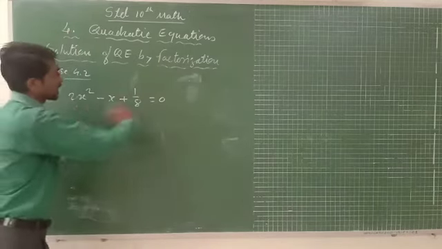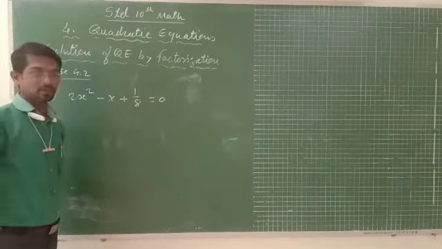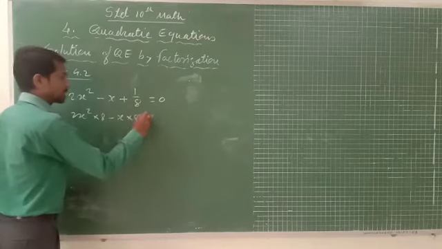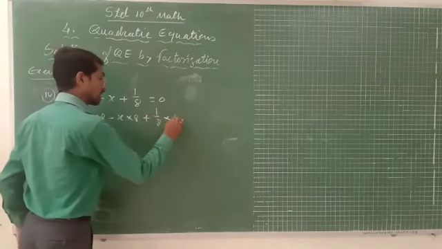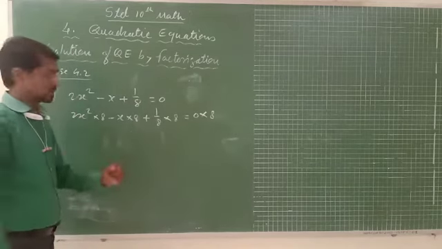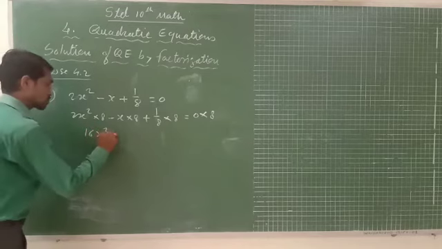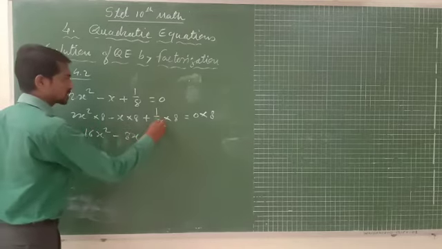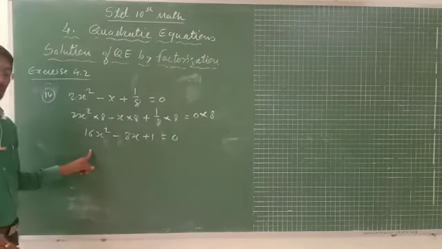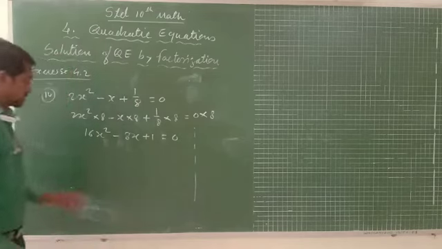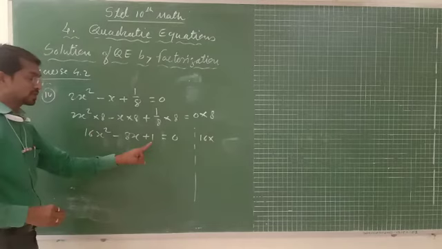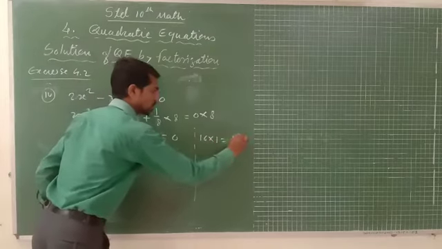If we multiply all the terms by 8, what happens then? 2x squared into 8 minus x into 8 plus 1 by 8 into 8 is equal to 0 into 8. Multiplying by 8 on all the terms, both the sides. So it is 16x squared minus 8x plus 1 is equal to 0. Now it is easy to work. So 16 is the coefficient of x squared. Multiply with the constant, 1, which is equal to 16.